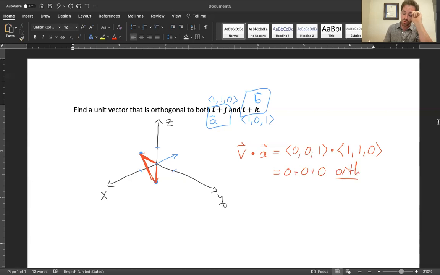So it's orthogonal to A, but then is it orthogonal to B? V dot B, that's our current try of 0, 0, 1 dot, and then I plus K is 1, 0, 1. Yeah, it's not going to work because it's going to be 0 plus 0 plus 1. Well, that's 1, right? So let's see if there's something that we can change about V that will cause this to be 0, but won't cause the other one to no longer be 0.